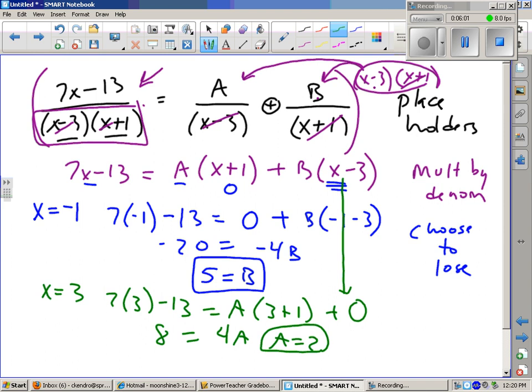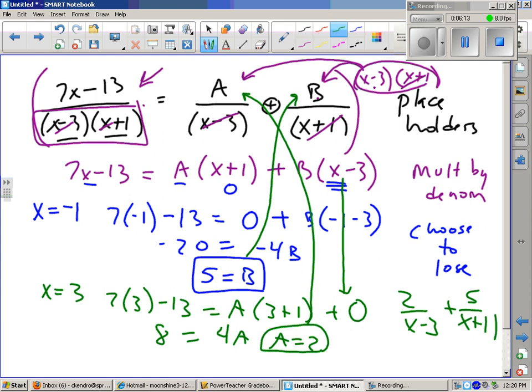So those are done. The last step is to take this B and put it up here, and this A and put it up here. So I have 2 over x minus 3 plus 5 over x plus 1. Now look at the page before.